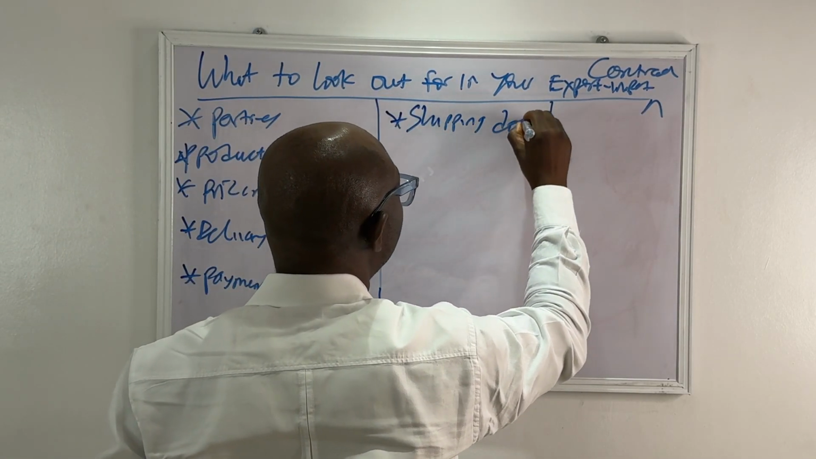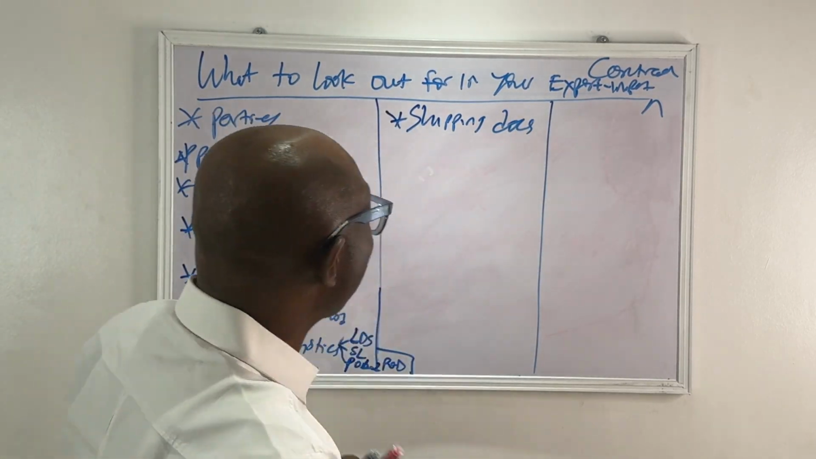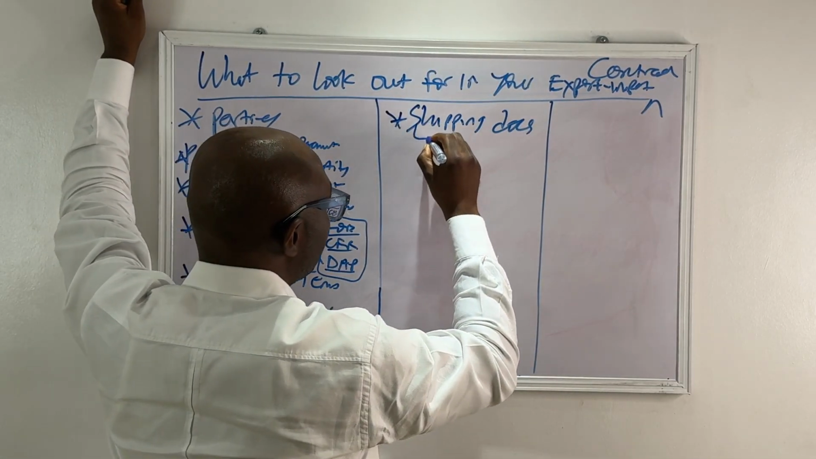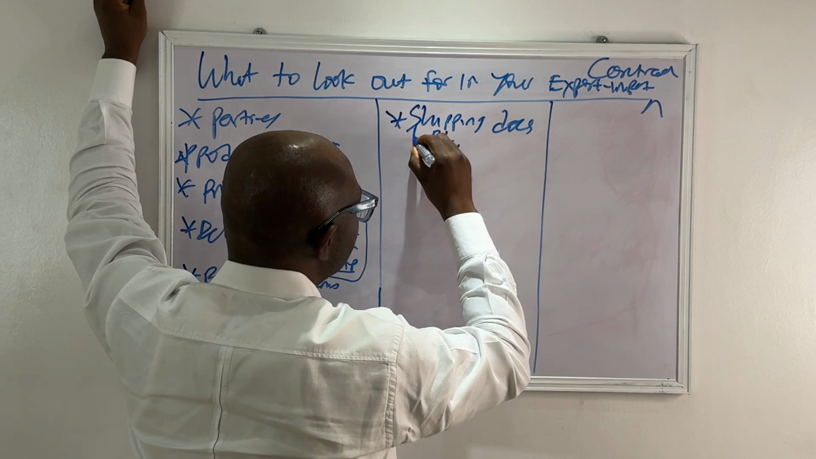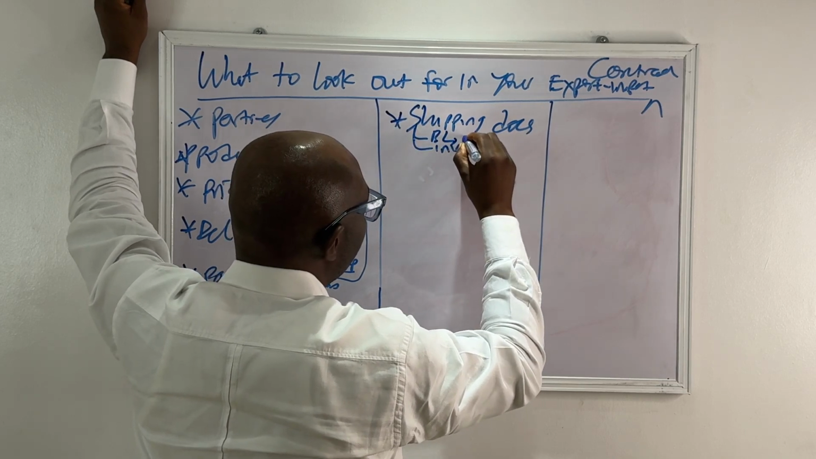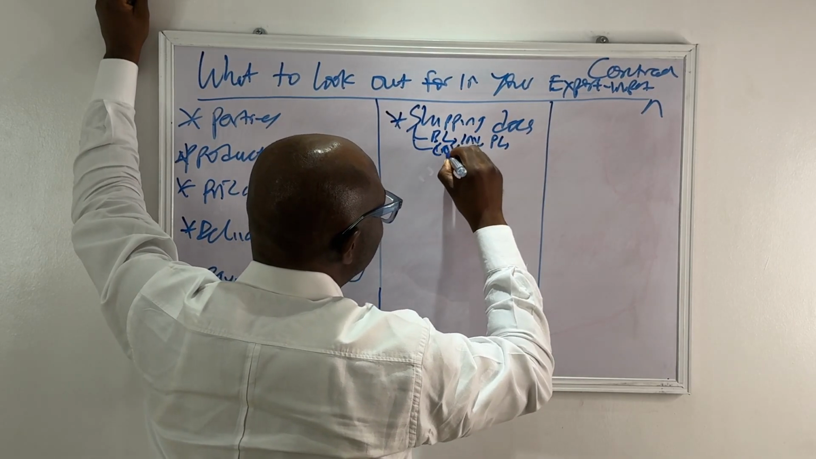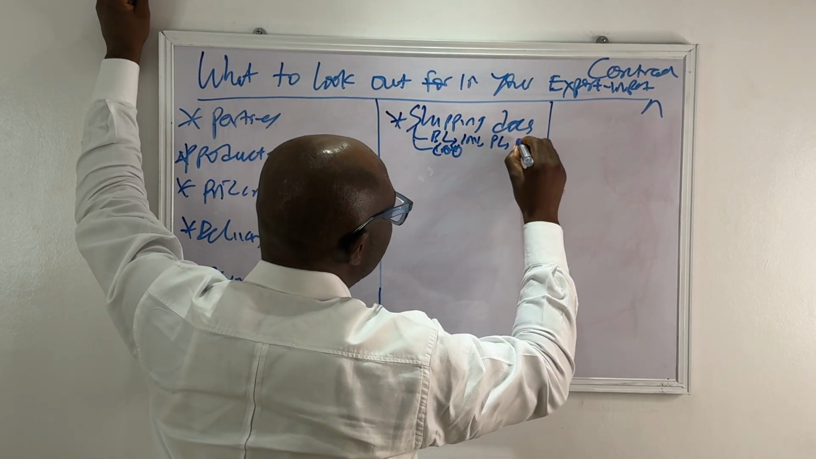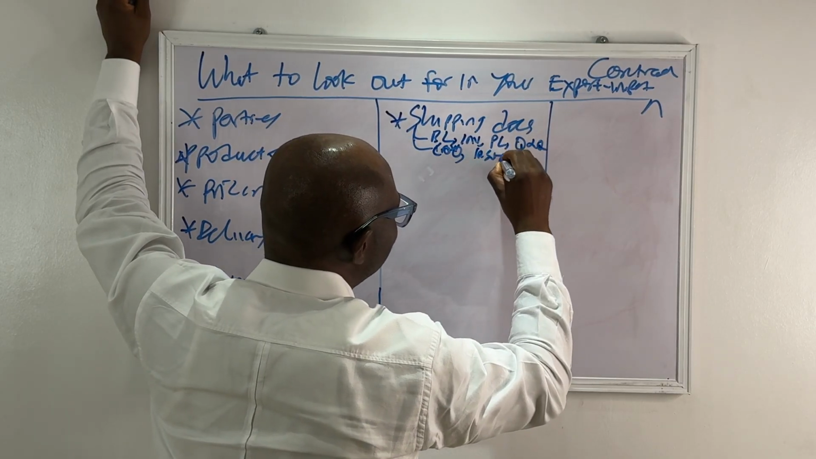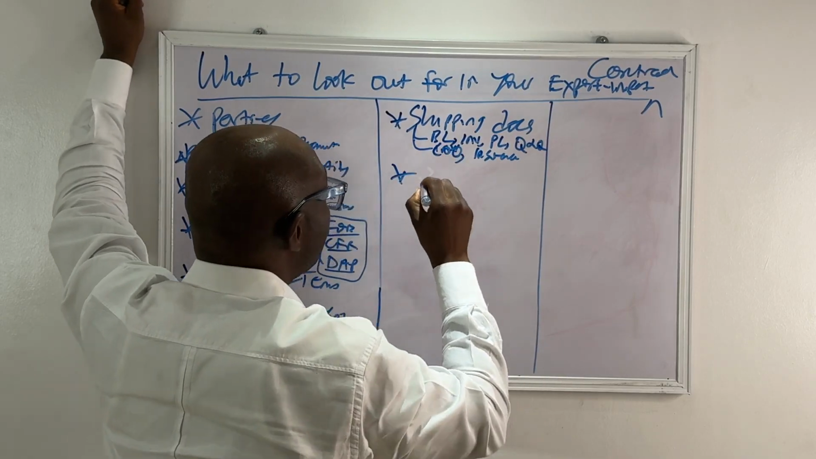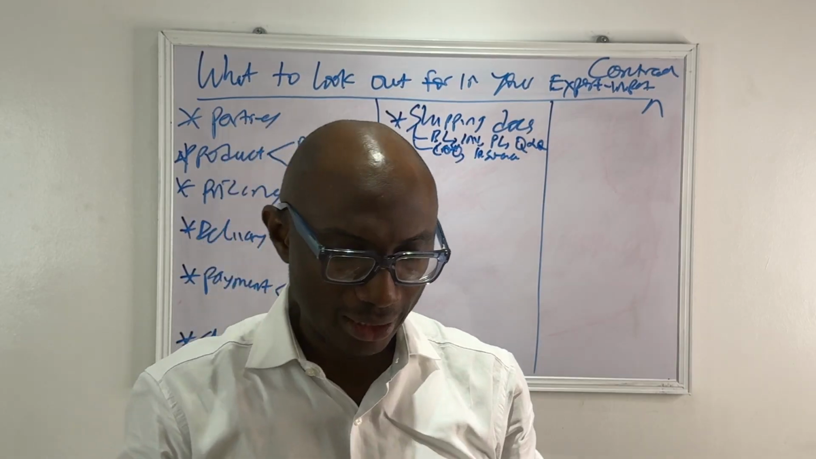Shipping documents. So in this case, you're asking, what are the shipping documents? Bill of lading, invoice, packing list, certificate of origin, quality and quantity inspection, insurance.